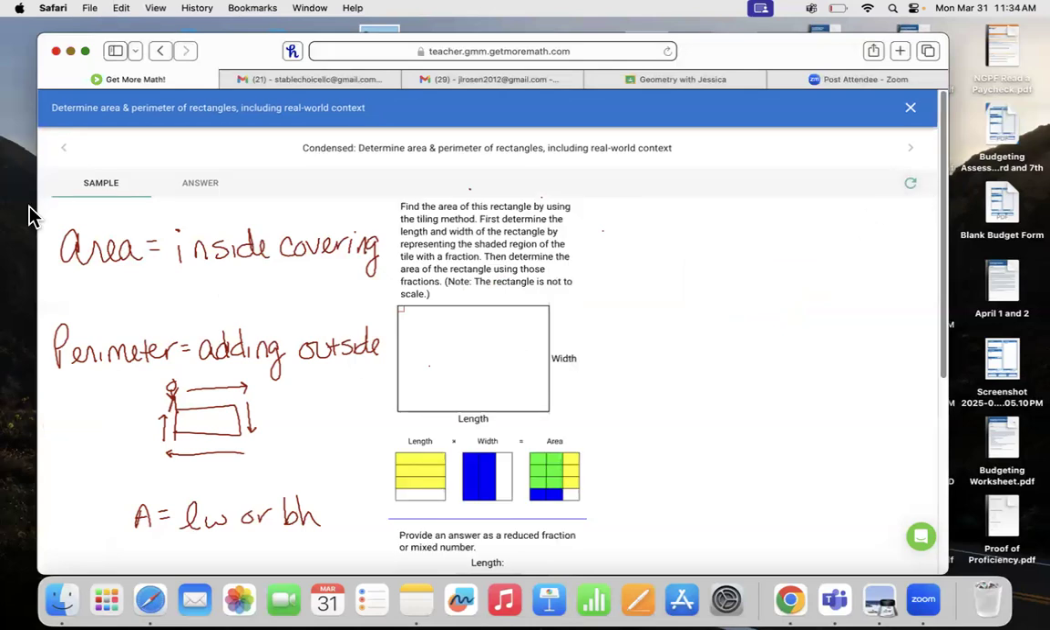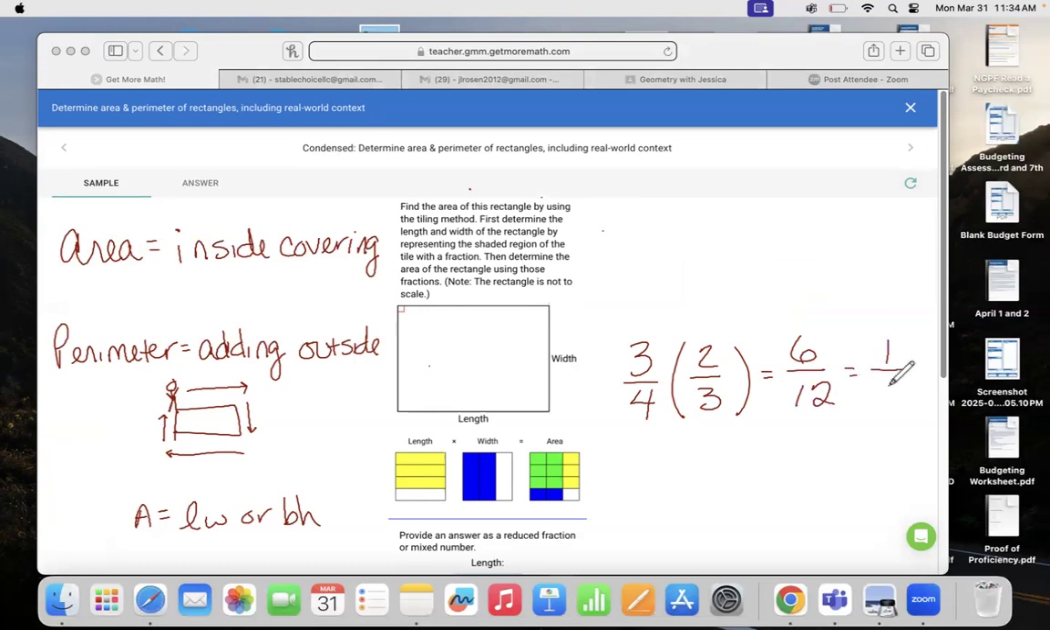Okay. Again, this one here, you're going to end up with 3/4 times 2/3. And you could just multiply it straight across if you want. 6/12, so that actually comes out to be 1/2. Or you can count 1, 2, 3, 4, 5, 6 out of the total 12, right? And it tells you provide the answer as a reduced fraction or mixed number. So it needs to go to the 1/2 piece. Okay, so just knowing that.